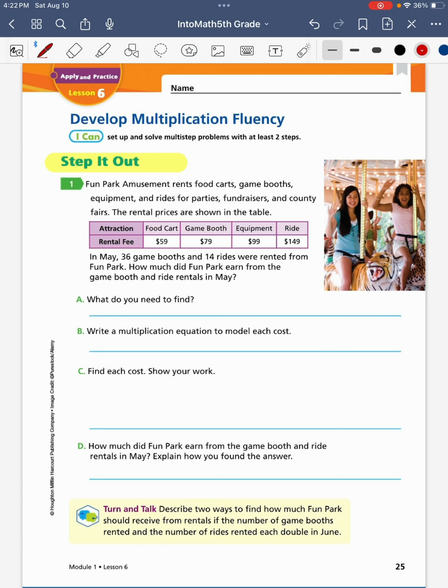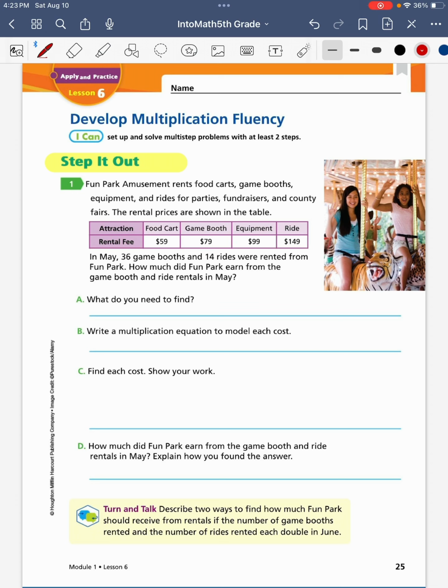In Step It Out, number 1, Fun Park Amusement rents food carts, game booths, equipment, and rides for parties, fundraisers, and county fairs. The rental prices are shown in the table below, with food carts costing $59, the game booth costing $79, equipment costs $99, and a ride costs $149. In May, 36 game booths and 14 rides were rented from Fun Park. How much did Fun Park earn from the game booth and ride rentals in May?